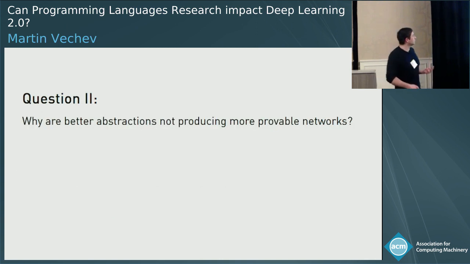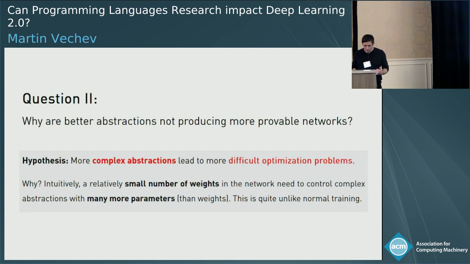Question number 2, this is the most frustrating question. Why are better abstractions not producing more provable networks? This is infuriating from a programming language perspective. And here is our hypothesis: that more complex abstractions produce a more difficult optimization problem.